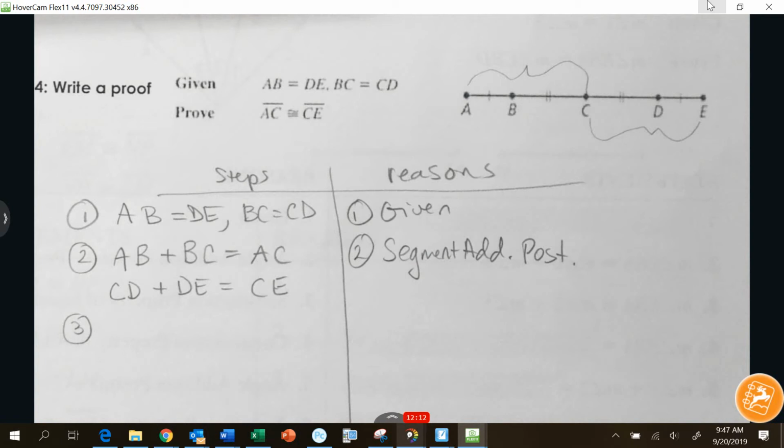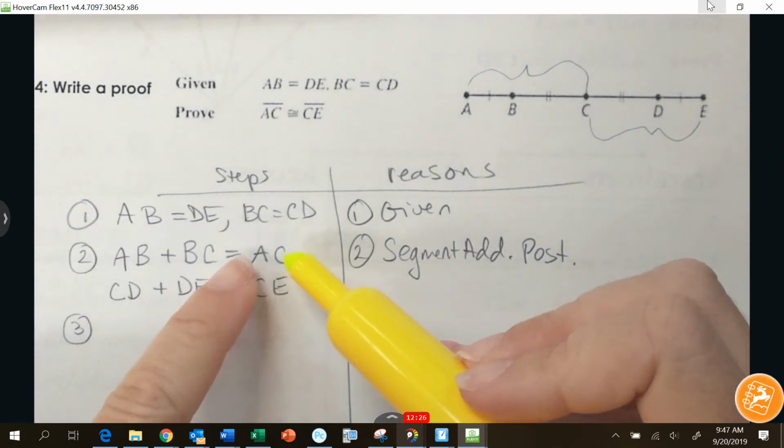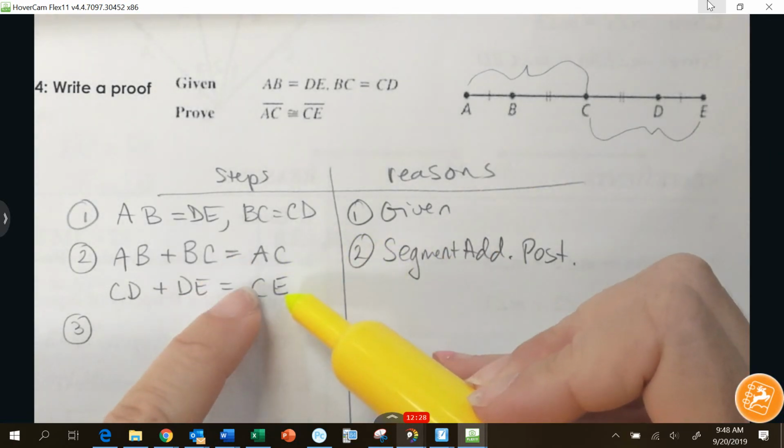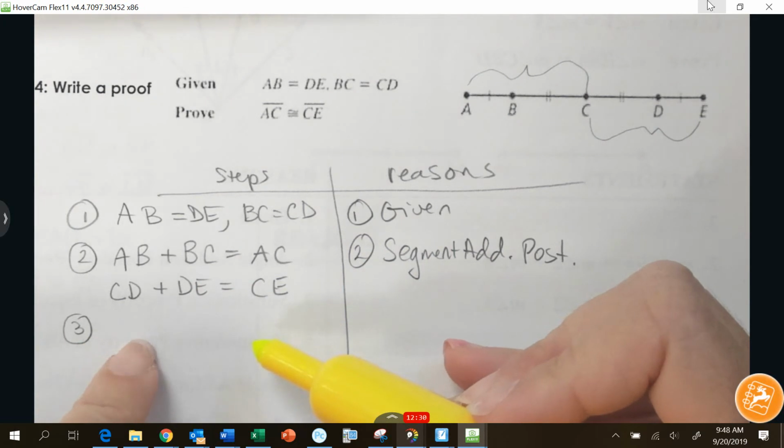Okay, so this next one, I don't know that you'd be able to come up with this next part, so I'm totally walking you through it. I'm going to try to use some colors to help you understand what I'm doing. What I'm trying to do is get AC and CE to be equal to each other.